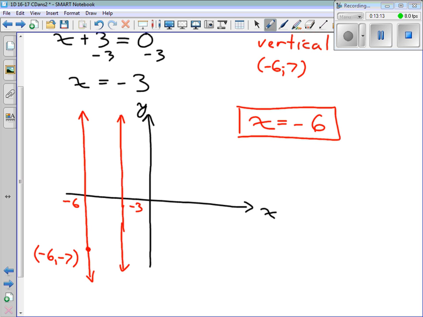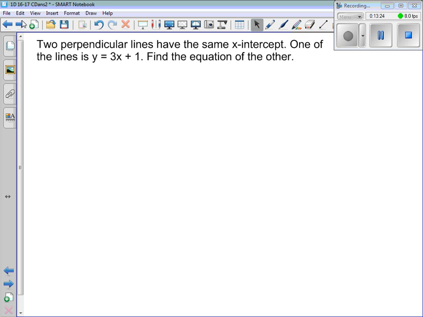Sometimes you just have to look at the kind of information that they give you and work it out from there. Okay? We'll do one last example here, and then I'll let you guys get to work. Two perpendicular lines have the same x-intercept. One of the lines is y equals 3x plus 1. Find the equation of the other.